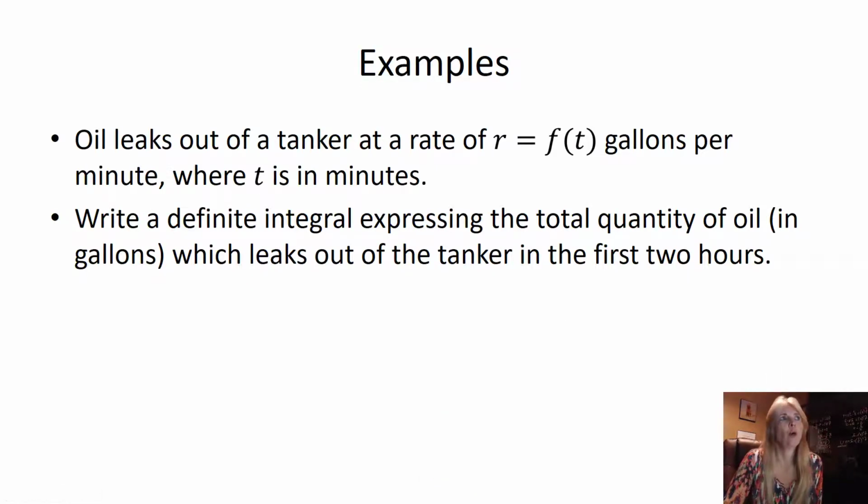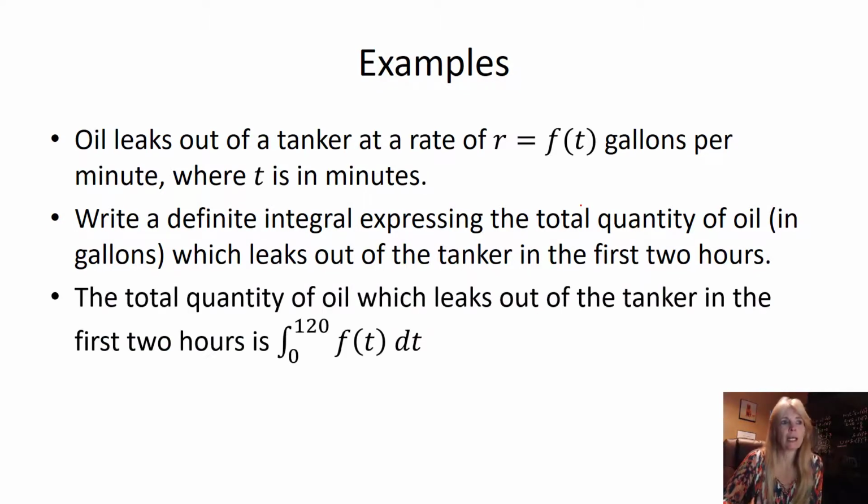So it says here, oil leaks out of a tanker at a rate of R equals f of t gallons per minute, where t is in minutes. It says write a definite integral expressing the total amount of oil in gallons which leaks out of the tanker in the first 2 hours. So what I'm looking at here is the total quantity is given by the integral of the rate. And this is important. So this is the rate, here is my gallons per minute. If I had a function and could answer this, this would equal gallons. So that's my total quantity.